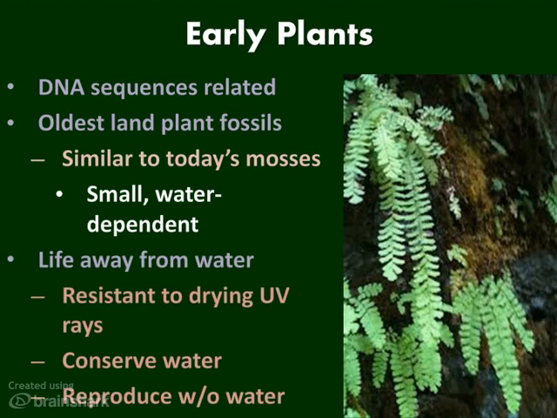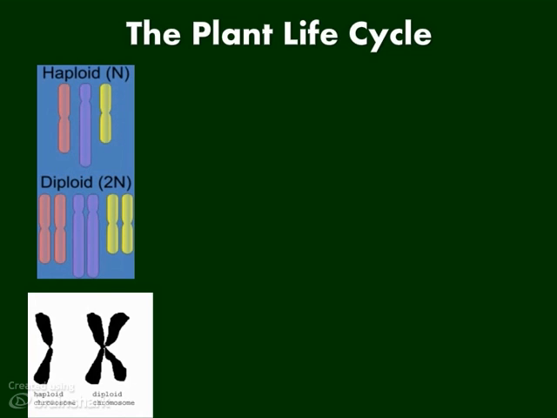The existence of land plants allowed other organisms to develop and thrive on land as never before. New ecosystems formed, and life began to take many different directions. The life cycle of a plant is very different than that of animals, and we're going to talk about it on the next couple slides, but first a little background.